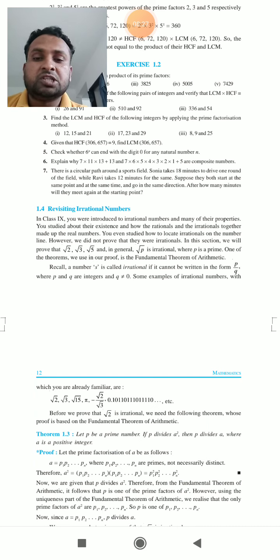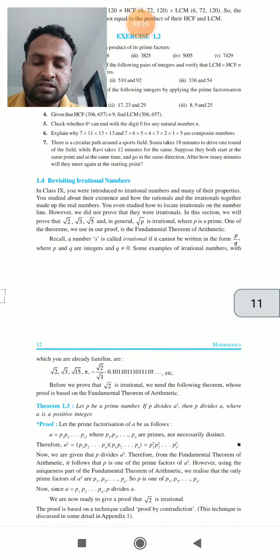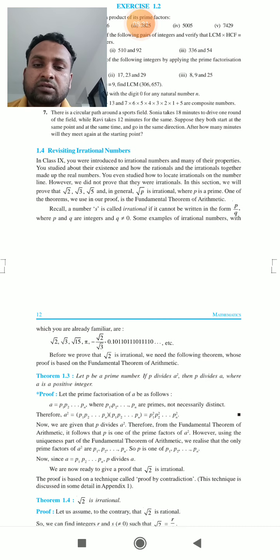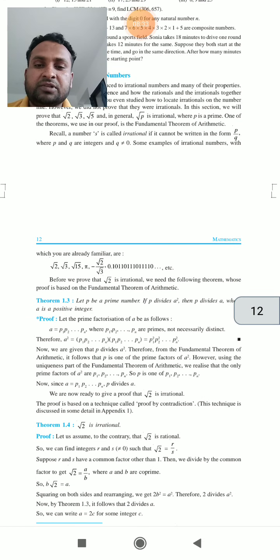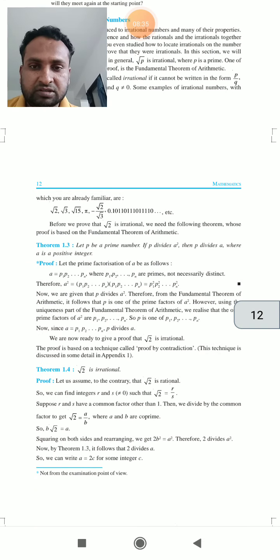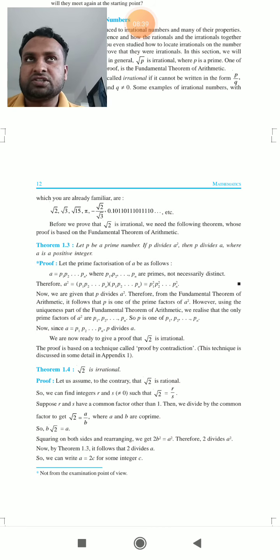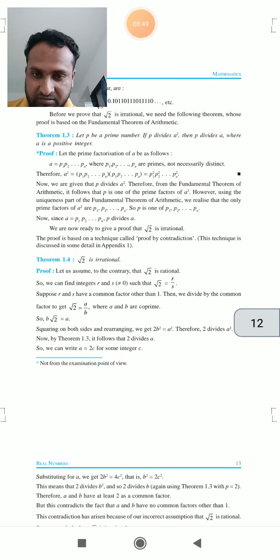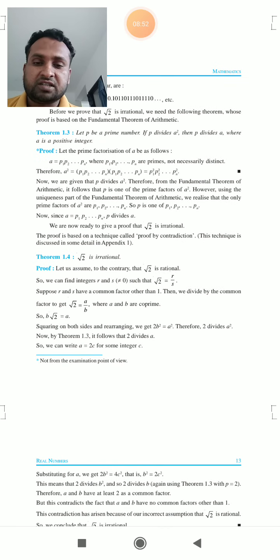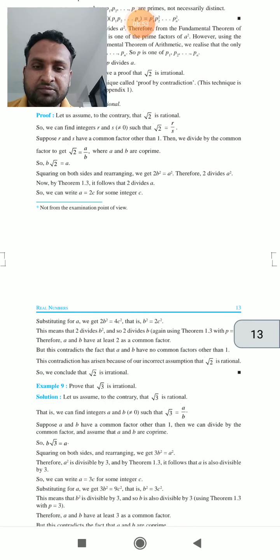Now there are so many theorems on how to prove irrational numbers. Practice such examples of how to prove irrational numbers, and see how the question comes in the examination: prove that root 3 is an irrational number. By the contradiction method you have to prove that root 2 is an irrational number. For 3 marks, 4 marks, such questions will be asked in the examination.